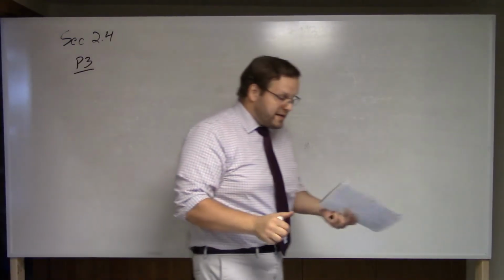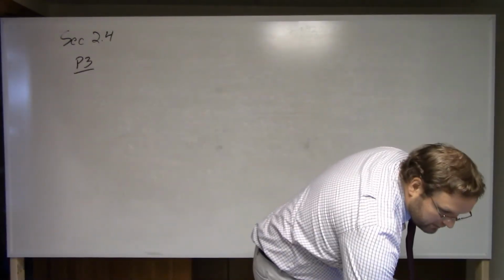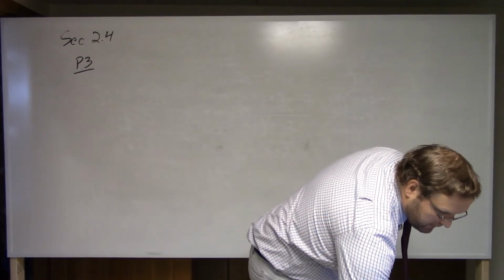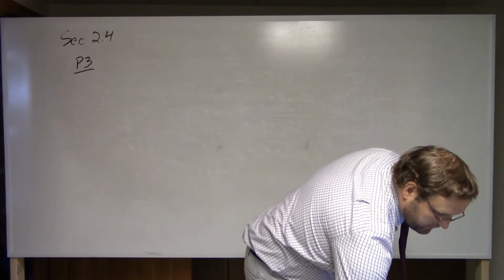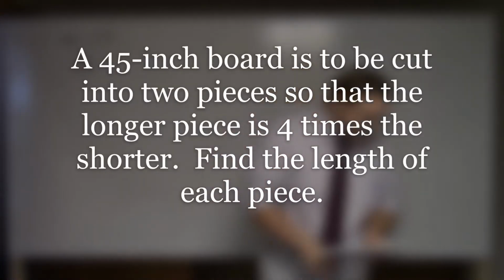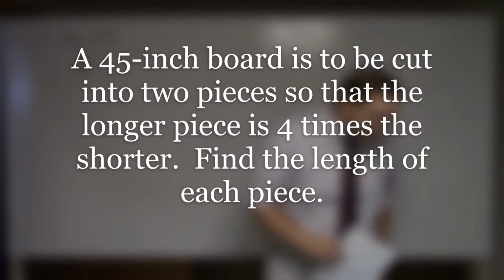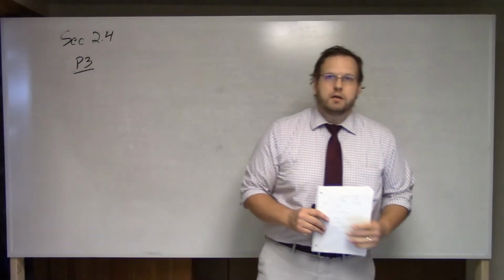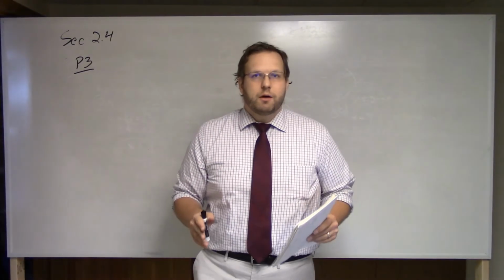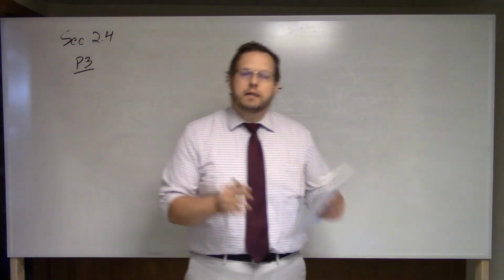Practice 3 can be found on page 108. All the way on the bottom, and it reads, a 45-inch board is to be cut into 2 pieces so that the longer piece is 4 times the shorter. Find the length of each piece. Okay? Now this isn't just numbers. Now we're talking about a board being cut into 2 pieces.